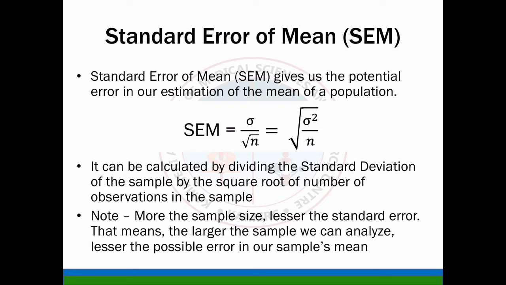Here one thing you should keep in mind: if the size of the sample is big, the standard error will be less. So it is better to go for a bigger sample size so that the standard error is less. That means the larger the sample we can analyze, the lesser the possible error in our sample's mean.